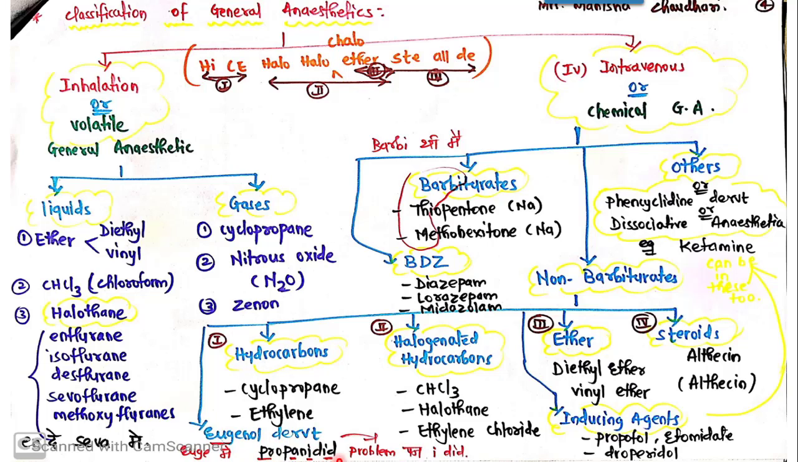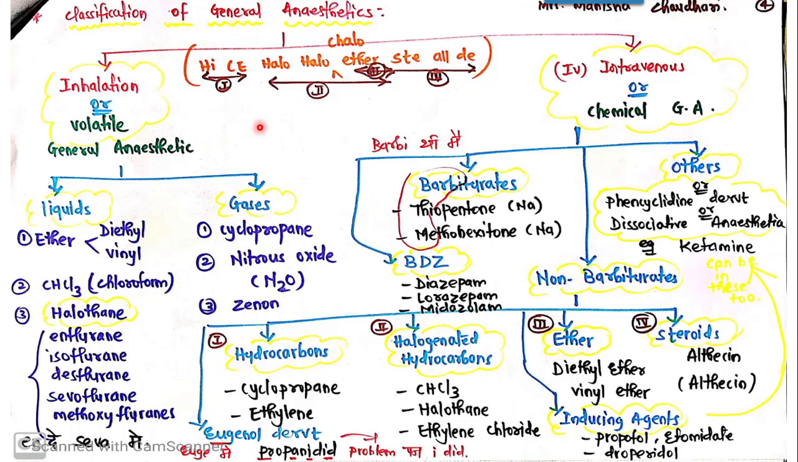UG mein problem, but I did. Eugenol derivative is propanidid. And then inducing agents are propofol, etomidate and droperidol. And the remaining fourth class, which is others, is also known as phencyclidine derivative or dissociative anesthesia. The example of this is ketamine, which can also be included in the inducing agents. With this we finish with the classification of general anesthetics.